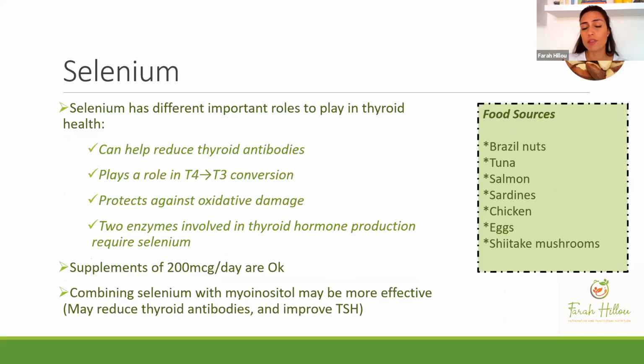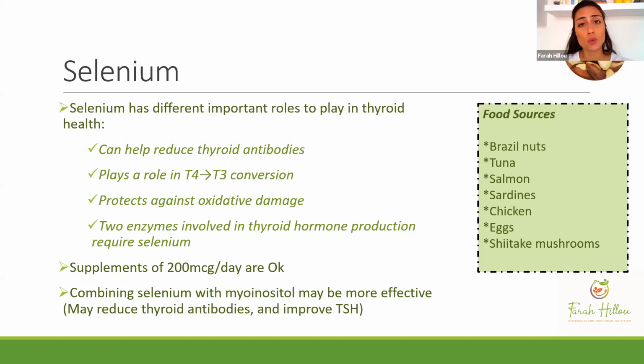Selenium and zinc both are extremely important in the conversion of T4 inactive hormone to T3 active thyroid hormone. Selenium can also help reduce thyroid antibodies if you do have, let's say, Hashimoto's, and it protects against oxidative damage. So any oxidative stress, free radical formation in the body, selenium can really act as an antioxidant and prevent oxidative damage that can further affect the thyroid. And some enzymes that are involved in producing thyroid hormone also rely on selenium. So selenium really has several roles to play in thyroid conditions.